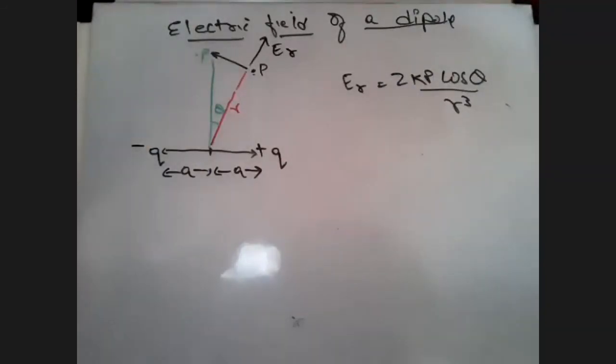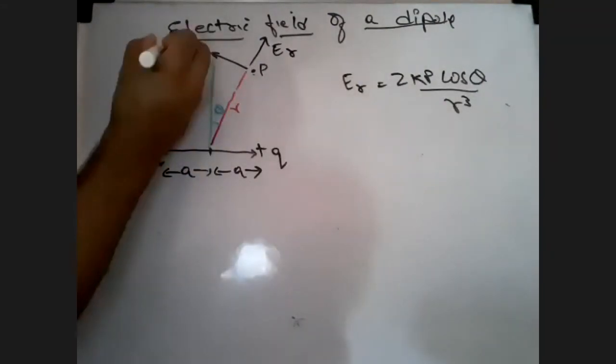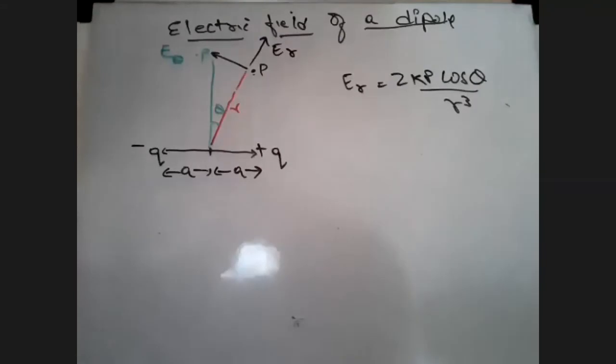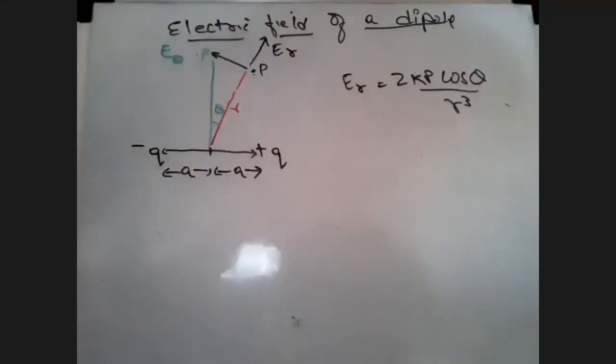Now, this is called the tangential component. What is it called? E theta. It's the tangential component, where r is going to be constant and theta is going to be changing. That is all.